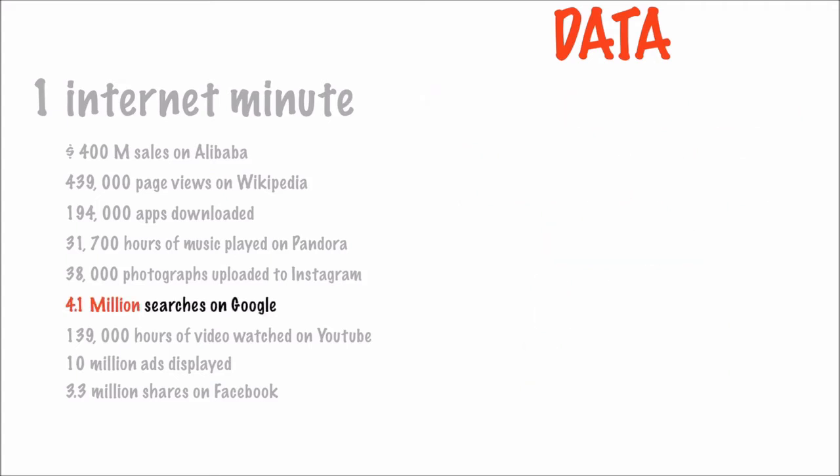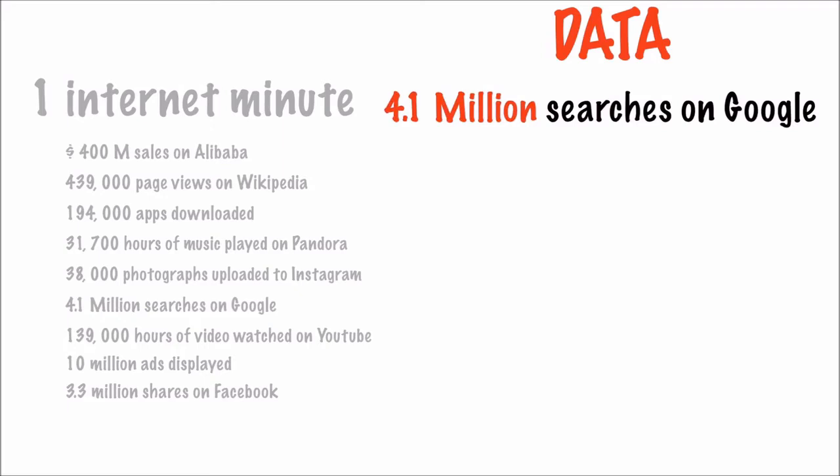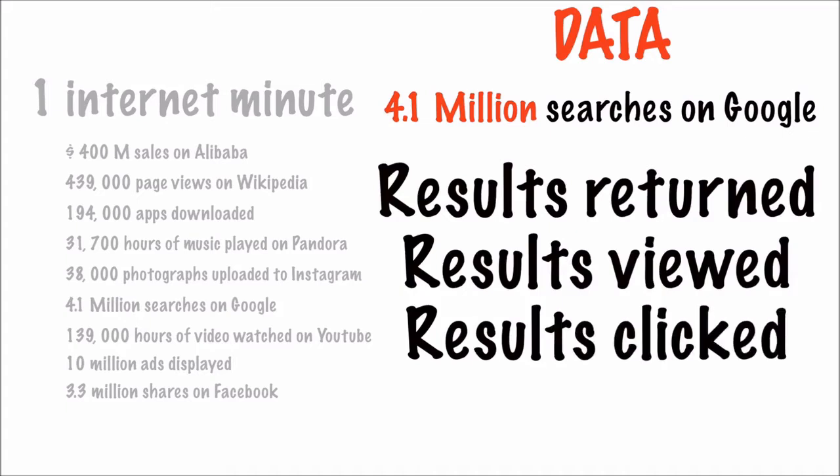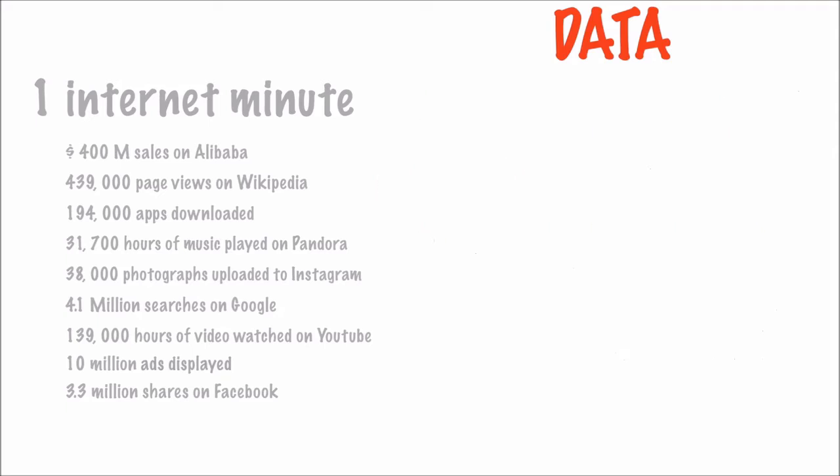Let's consider the 4.1 million searches on Google. What kind of data does that generate? Google improves its search results by seeing what you click, which means you have to have the results returned. What results did the user actually view? Did he go to the next page? And what result did he finally click on? All of this is data that's interesting to Google.